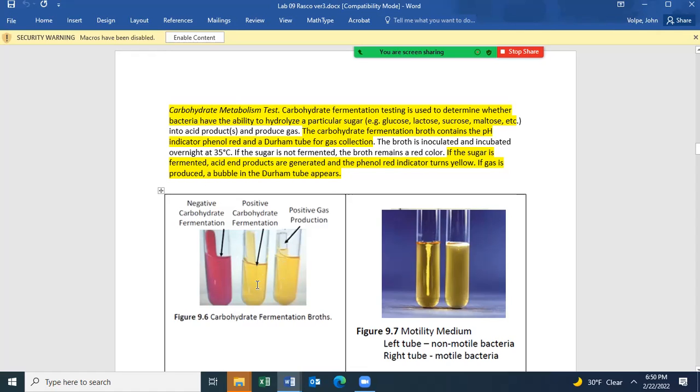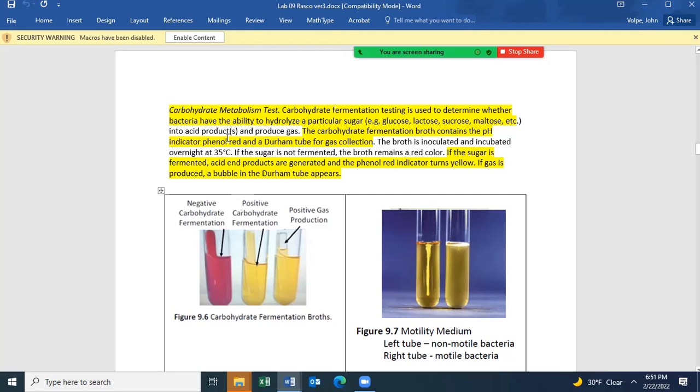If you have an acid, meaning the sugar is fermented, but there is no gas produced, there will be no bubble in the inverted Durham tube, but the tube will turn yellow from the acid. Any question about that?